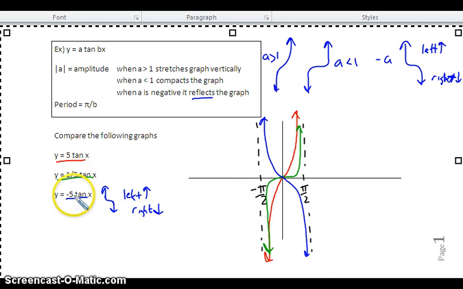So when we're graphing the a's, we have to determine how stretched out or how compacted they are based upon whether the number is greater than 1 or less than 1.